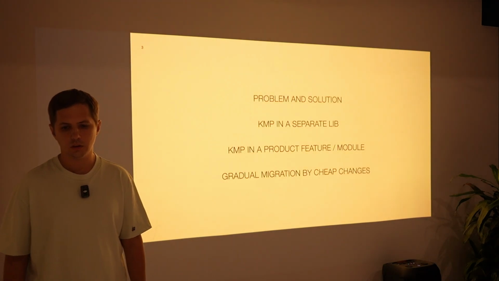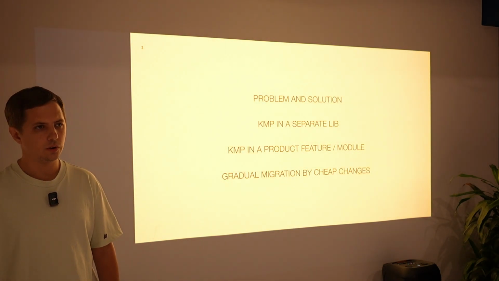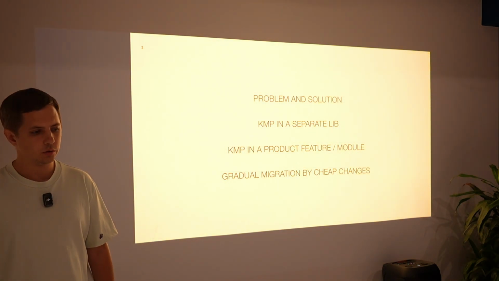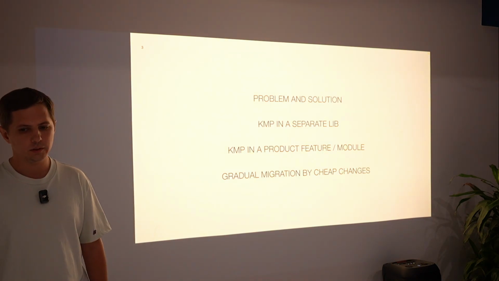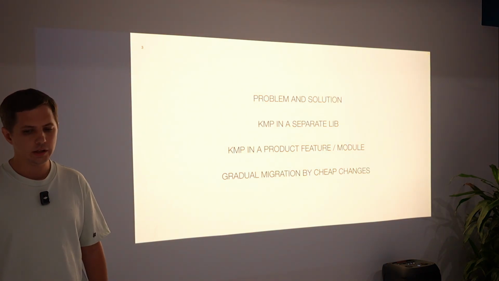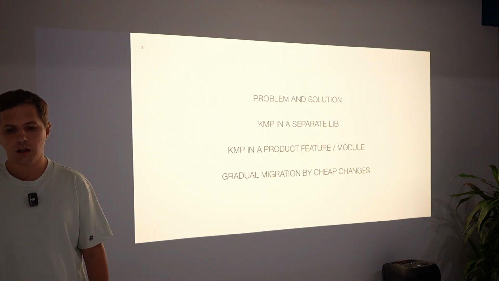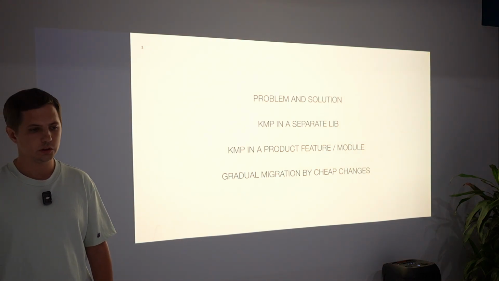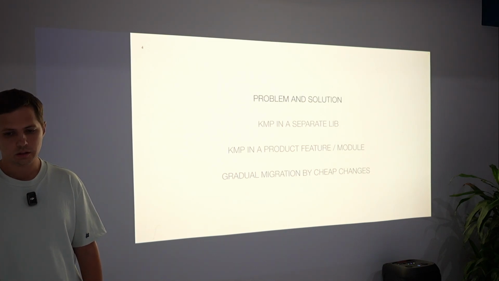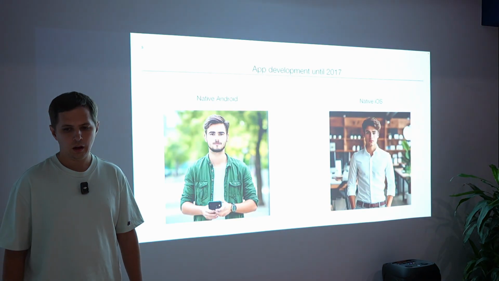Today, our talk will consist of 4 parts. First of all, we will briefly talk about the problem and the solution Kotlin multiplatform helps you to solve. Next, we will discuss 3 ways to try it. It is about a separate library, about a product feature, and also about gradual migration by small changes. So let's start with the problem and solution.